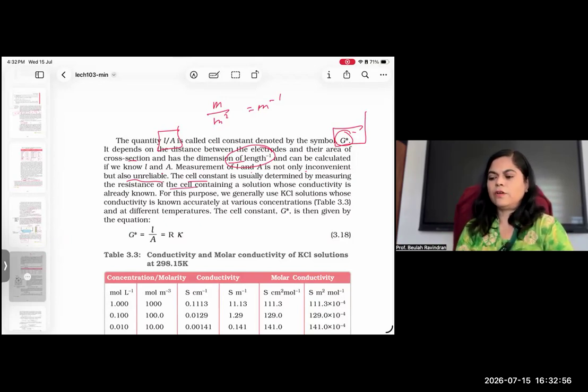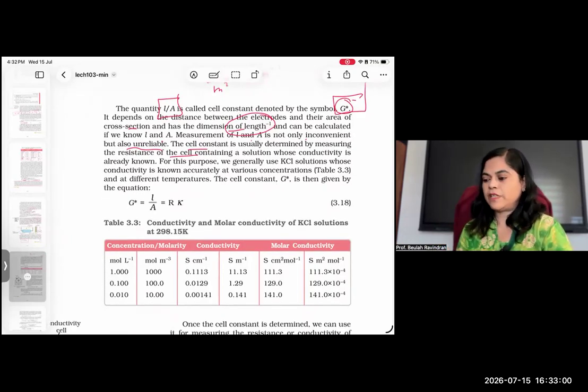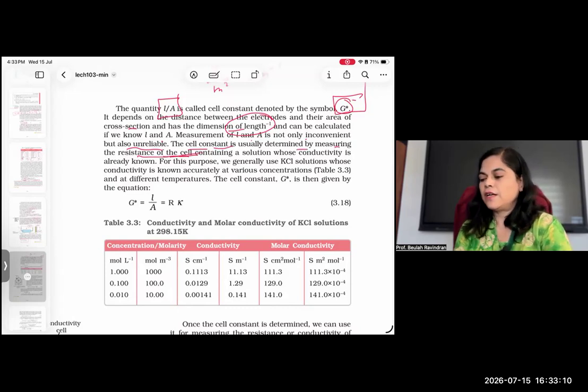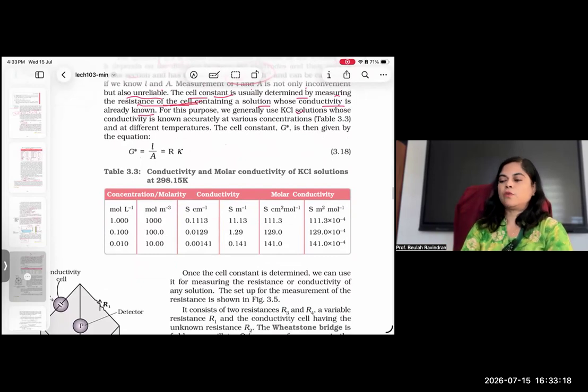Okay, so how can we measure? Mechanically, it's impossible to measure. It is inconvenient to measure. So we can use the resistance of the cell. The cell constant is usually determined by measuring the resistance of the cell containing a solution whose conductivity is already known. For this purpose, we generally use KCl solutions, potassium chloride solutions, whose conductivity is known accurately at various concentrations and at different temperatures.